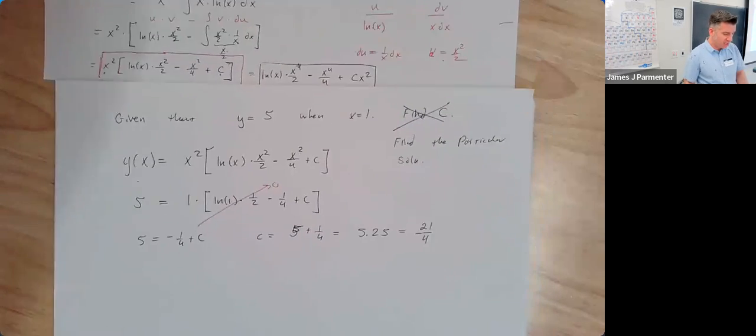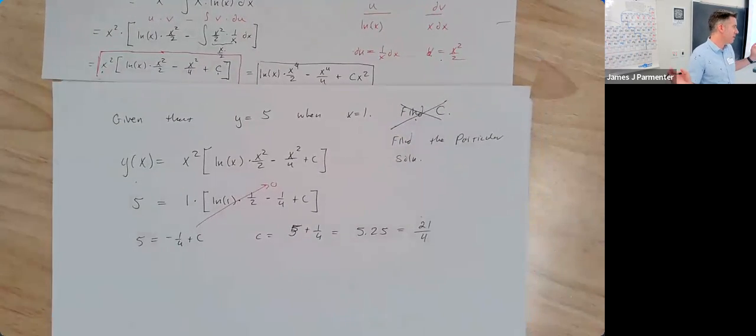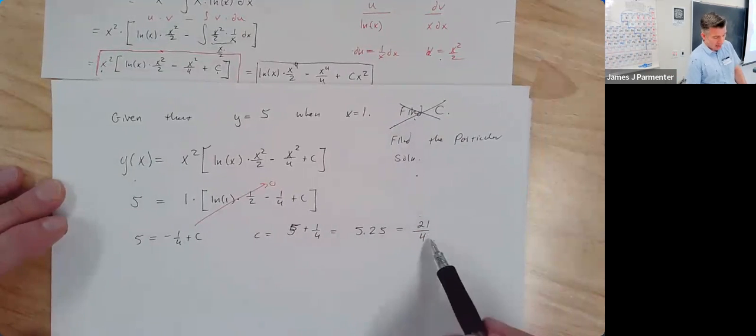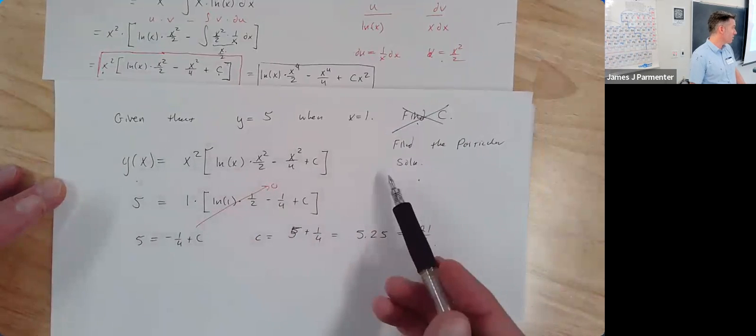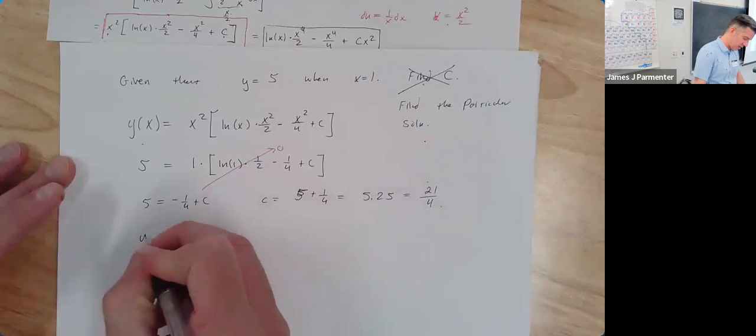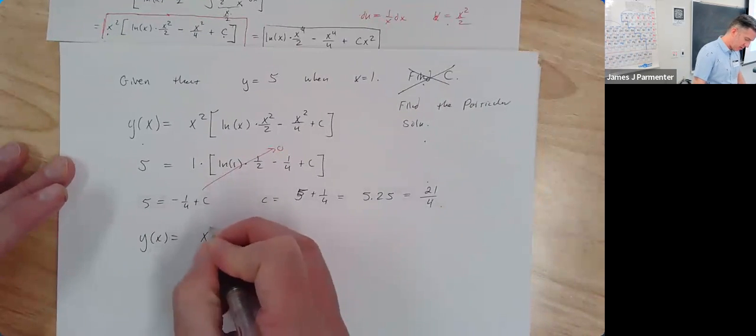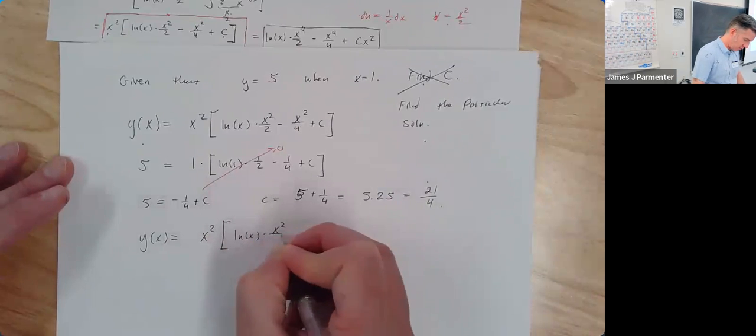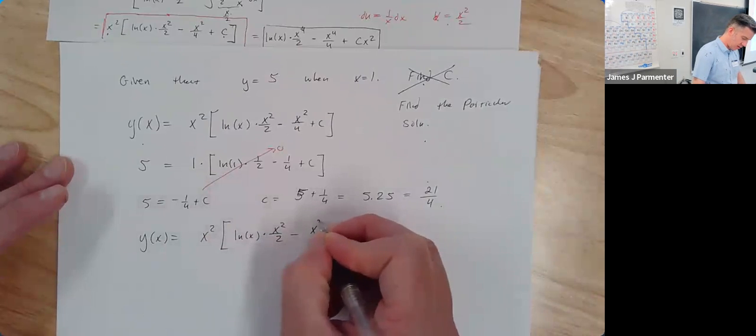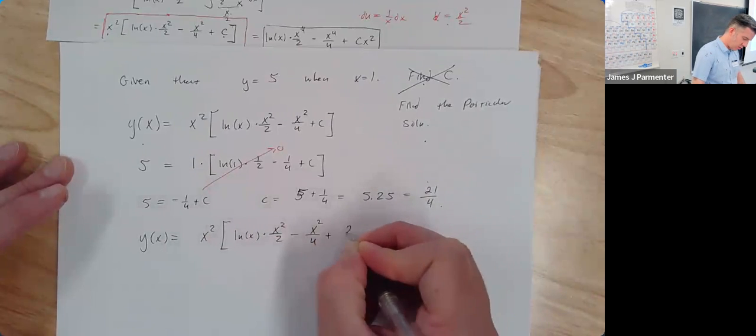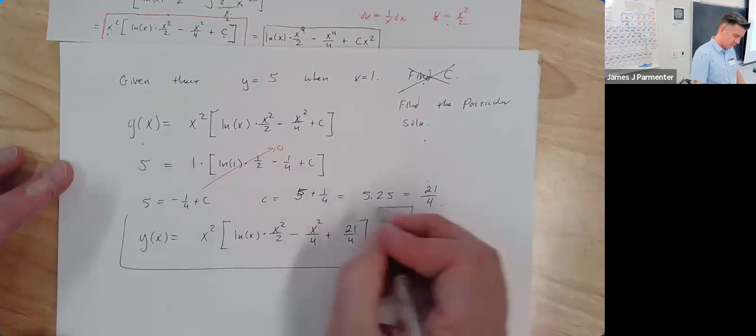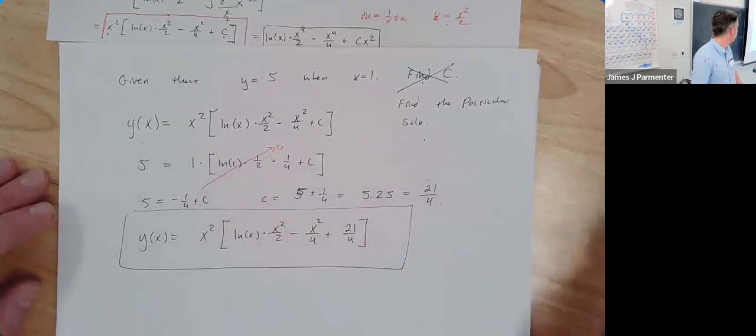And now, if I just said find c, that'd be the end of it. But since I said find the particular solution, we then have to go back and throw that c value into our general solution. Say our particular solution is y of x equal to x squared times natural log of x times x squared over 2 minus x squared over 4 plus 21/4, or 5.25 if you like. Cool.